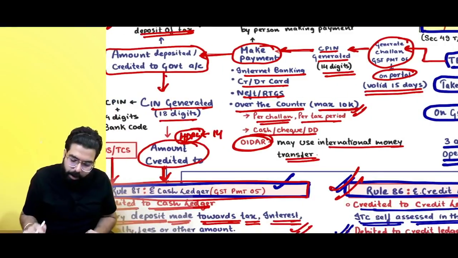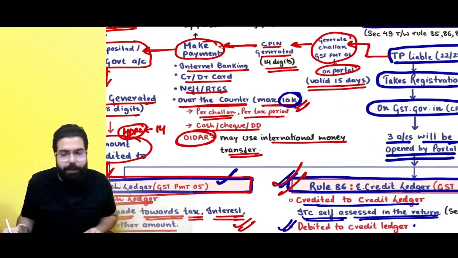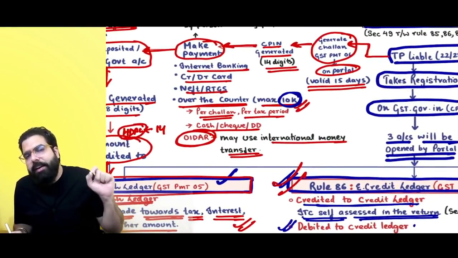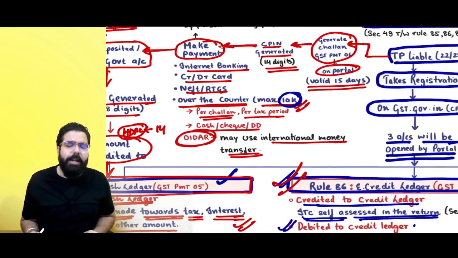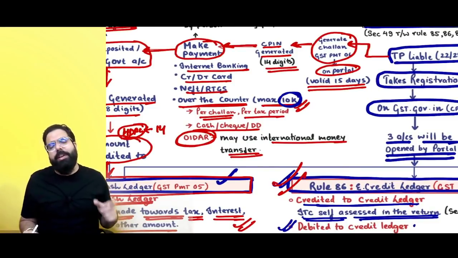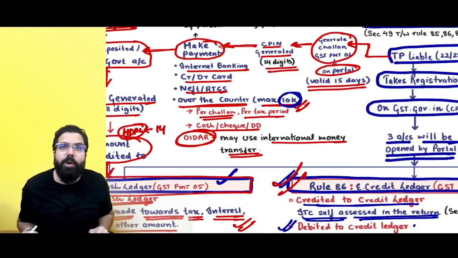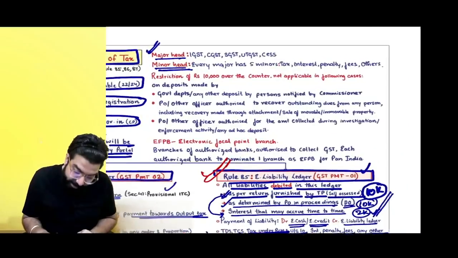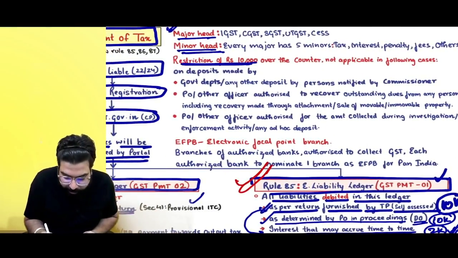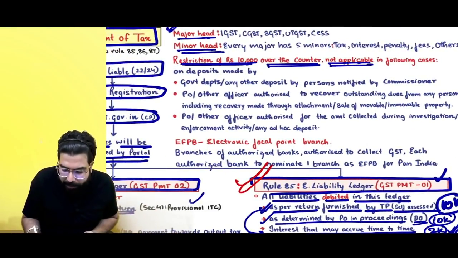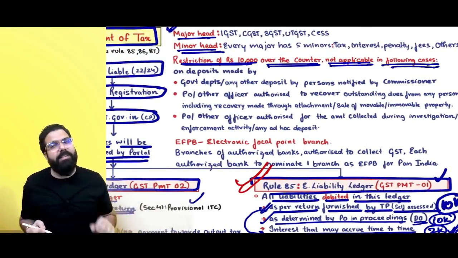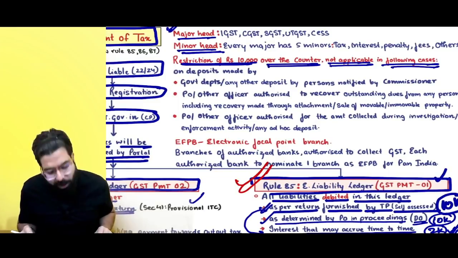Now, there was a maximum of 10,000 rupees which you can go ahead and deposit in cash. Yes, sir, you can go ahead and deposit a maximum of 10,000 over the counter. But, sir, is there any exception to the rule? Can anyone go ahead and deposit more than 10,000? Yes. The restriction of 10,000 over the counter is not applicable in the following cases. In which cases is the restriction of 10,000 rupees not applicable?